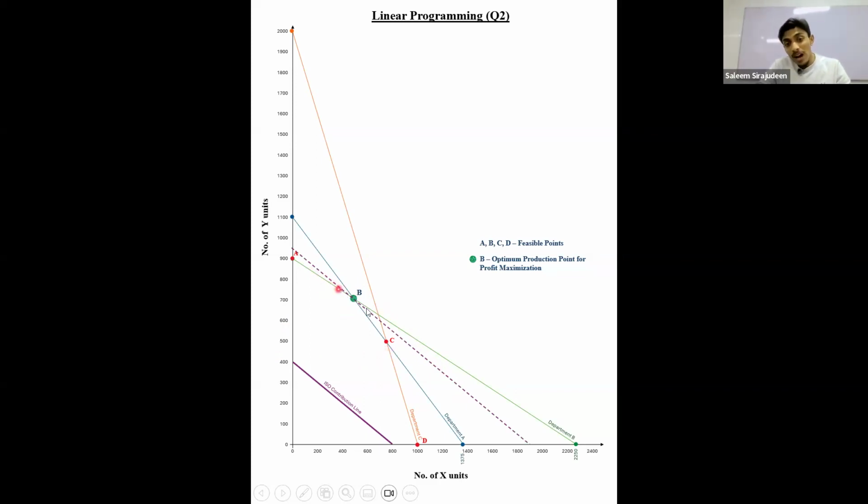Got it? So what is the last feasible point which our contribution line touches? The point B. Are you getting the same answer? Yes, you are getting the same answer. So this is another way. So do remember, when it comes to the ISO contribution line, you have to draw a line, and without changing the slope, you have to move that line towards the right side. In the same slope, in the same gradient, you have to move that towards the right side. Then the last feasible point which that line touches would be your optimum production plan for the profit maximization.